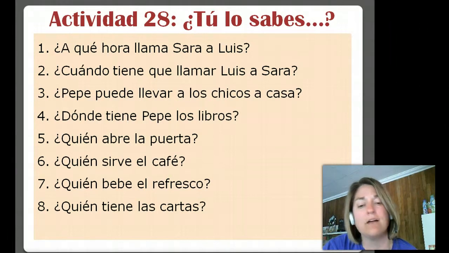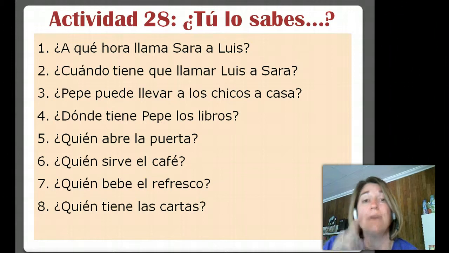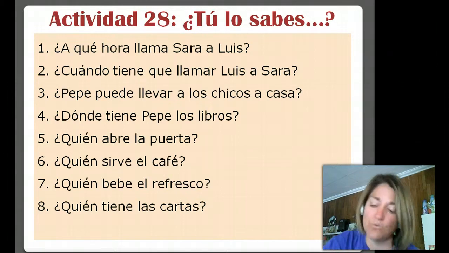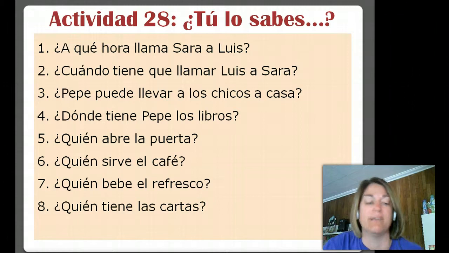¿Quién tiene las cartas? Who has the cards? I'm going to say, you have them. Tú las tienes. Okay, that direct object pronoun comes before the conjugated verb. Tú las tienes.